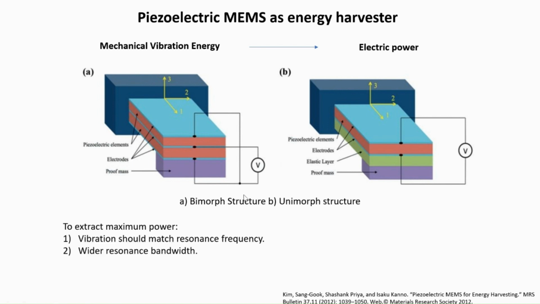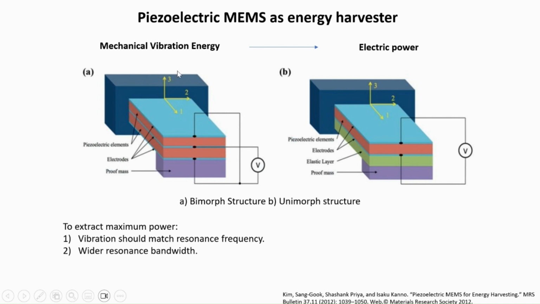To extract maximum power, your vibration should match. Your structure has a resonant frequency. For example, if the vibration gives you a length extension or width extension, or whatever, mostly it will be a cantilever motion. This is a cantilever structure, so it will be moving up and down from one end.